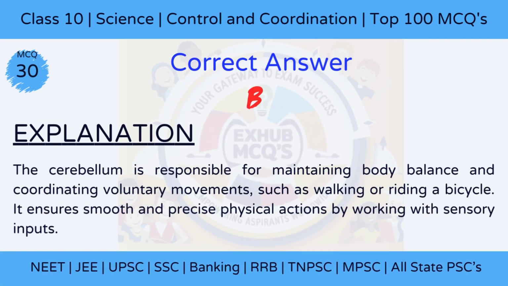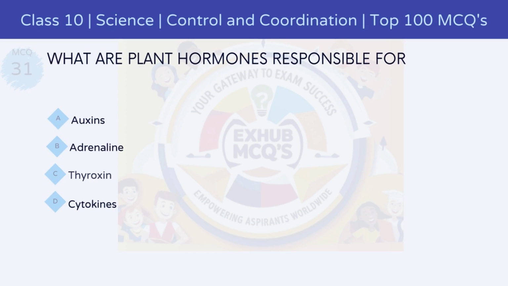The correct answer is option B, maintains balance. Explanation: the cerebellum is responsible for maintaining body balance and coordinating voluntary movements, such as walking or riding a bicycle. It ensures smooth and precise physical actions by working with sensory inputs.